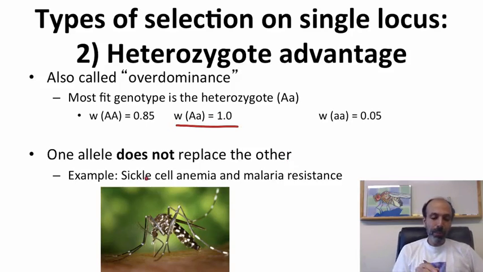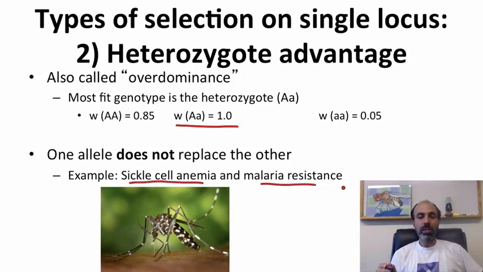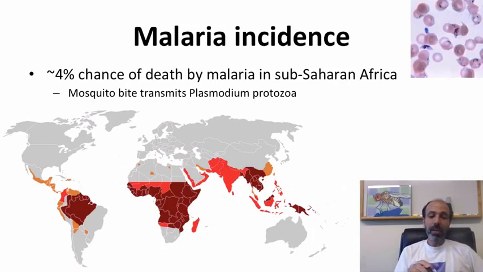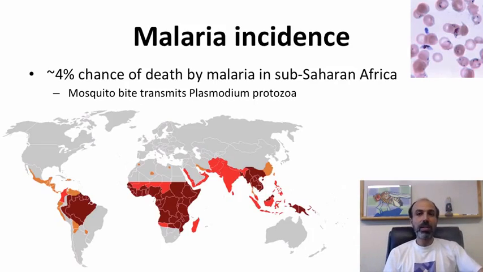The classic example of this that people always cite is that of sickle cell anemia and malaria resistance. So let me introduce this to you briefly. Malaria is a big threat for a large part of the developing world. In fact, in places like sub-Saharan Africa, your odds of death by malaria are around 4%. That's pretty high overall. Now, malaria is transmitted by mosquito bites, which are giving this plasmodium protozoan, which is what actually causes malaria. Now, how does this relate to sickle cell anemia?